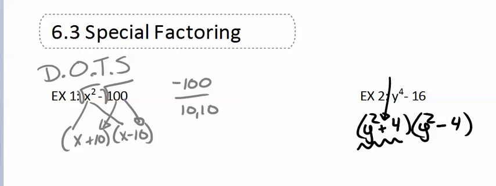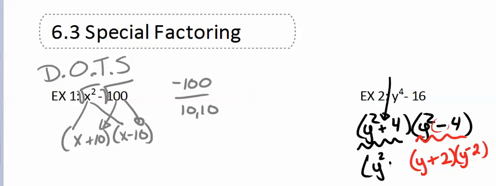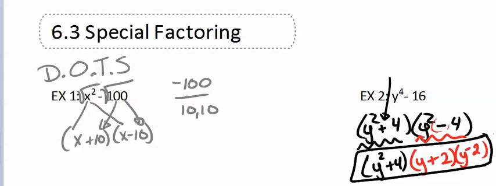But if we take a look at the second one, it fits the DOTS requirement again. Subtraction sign, and I can take the square root of both. y and y, 2 and 2. One a plus, one a minus. And then I drop down that original y squared plus 4. So I actually have 3 binomials that this factors down to.